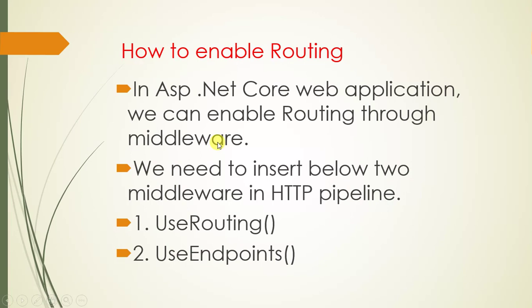We need to insert two middleware in HTTP pipeline. First one is use routing. This use routing middleware only enable the routing in our application. This will not map any URL to any resource. Second, use endpoints. Use endpoints middleware will map the URL to the resource.